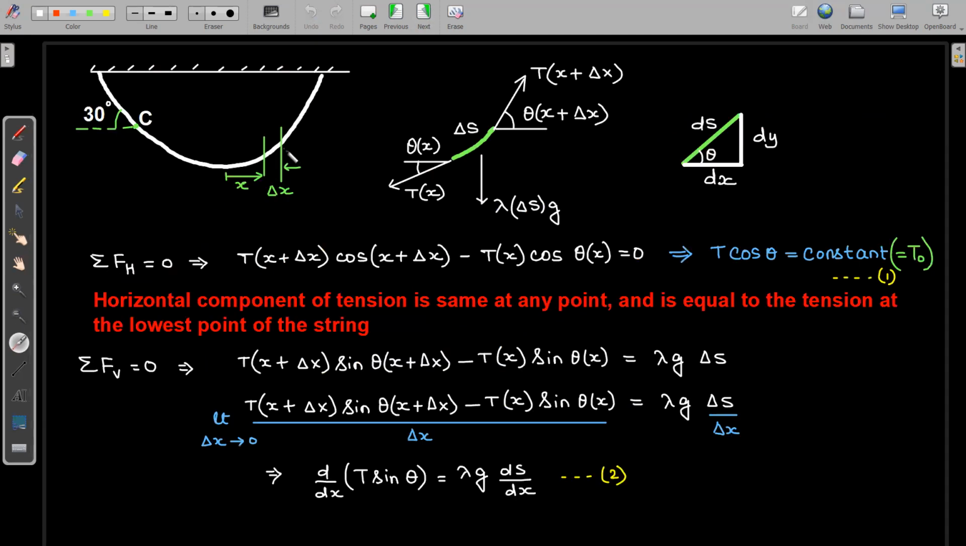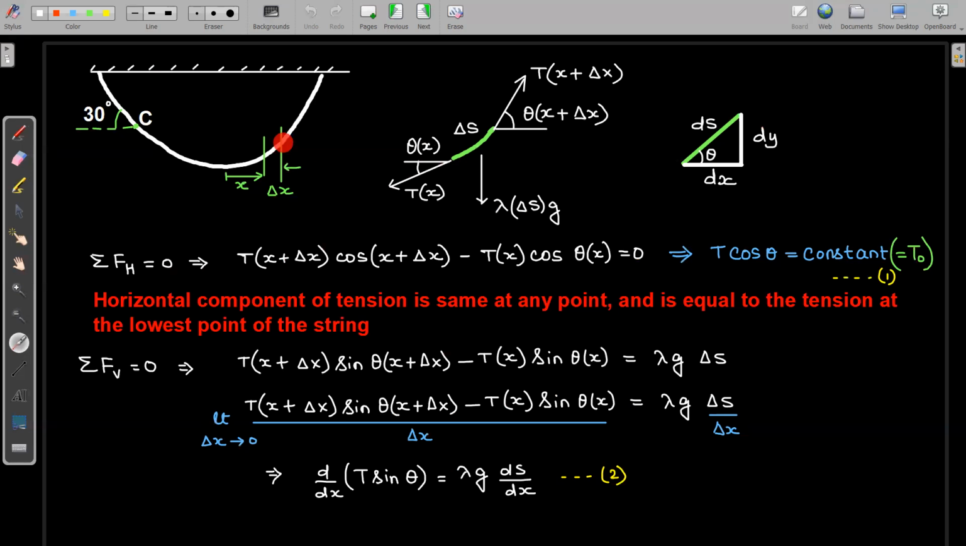Now suppose I take a small element on this rope, a small portion of this rope, and I am measuring x from the lowest portion of the rope. Suppose at position x the tension is T(x), the tension at position x. And suppose the tension is making an angle of θ(x) at position x, meaning the angle that the tension is making at position x.